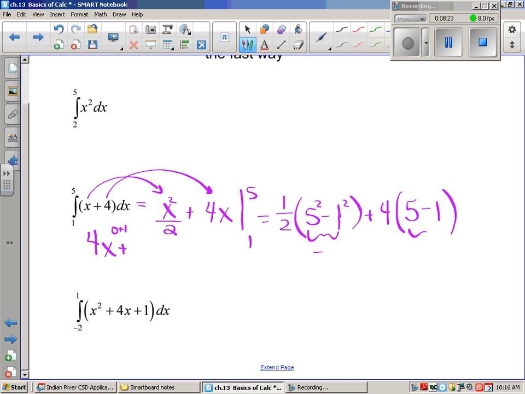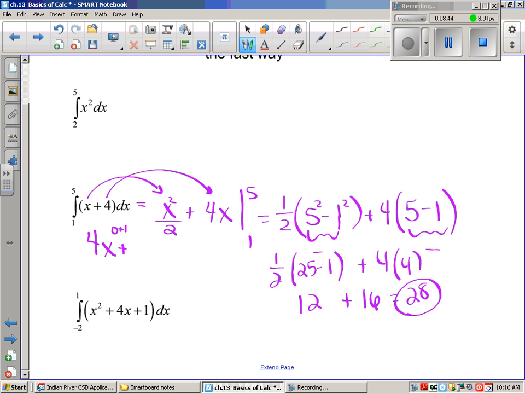Notice these are always subtracting. Always. If it's a negative number, then it would be minus and a minus, so there it would make it plus. But it is subtracting between those values. So 25 minus 1, hopefully you can do that in your head. That's 24 divided by 2 is 12. And then I have 4, and 5 minus 1, of course, is 4. So I have 16, and together makes 28. And that's your answer. That's your exact area between 1 to 5.